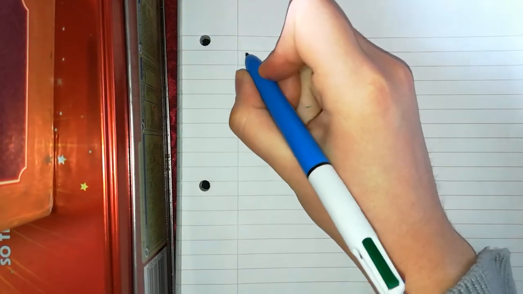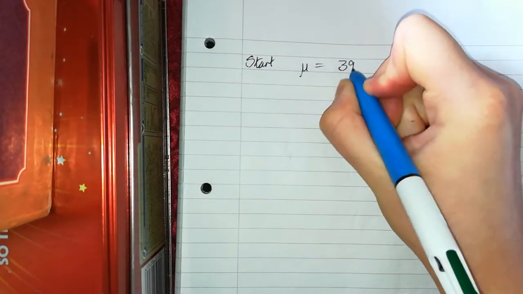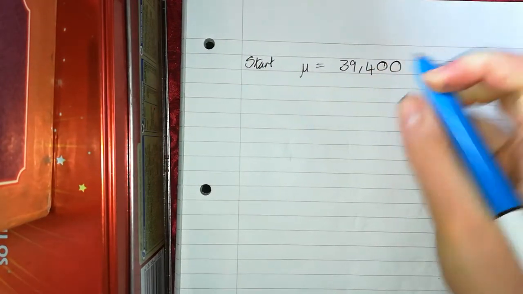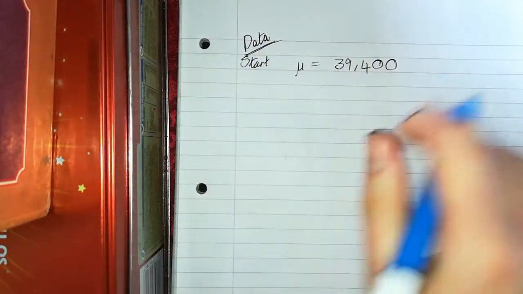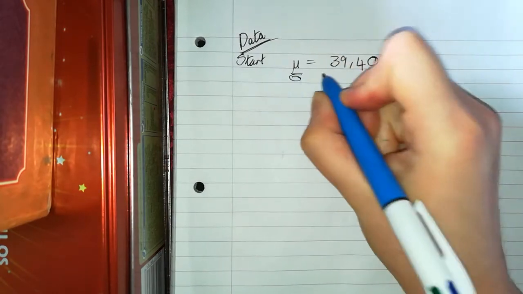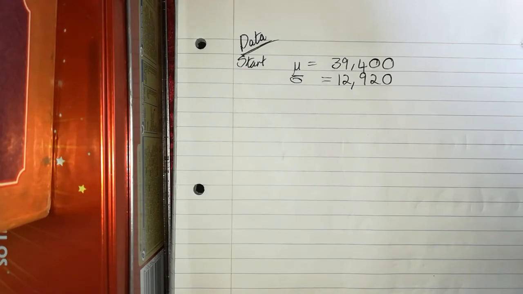State the null hypothesis and the alternative hypothesis. So I'm going to write down the things that I think are important. The data for full-time workers in the country that I was given at the start says the mean annual income is 39,400, with a standard deviation of 12,920. That's what I was given in the first part of the question.